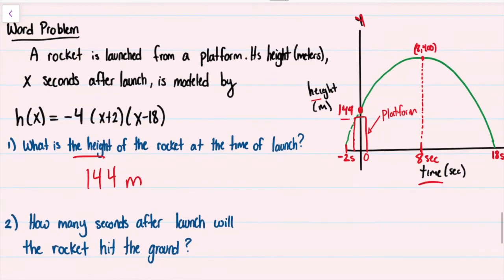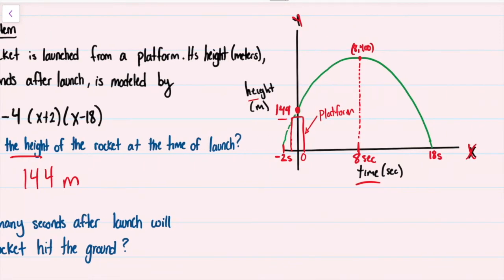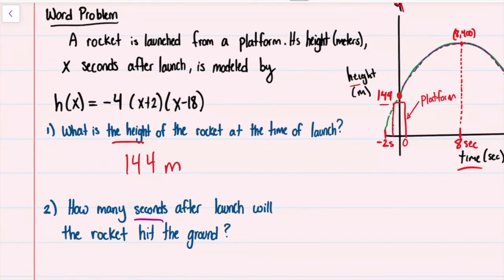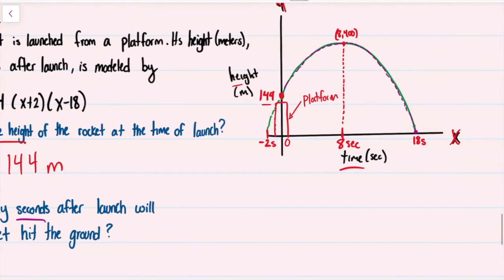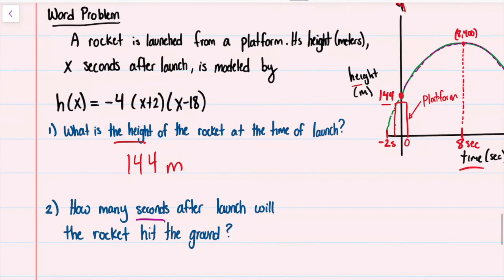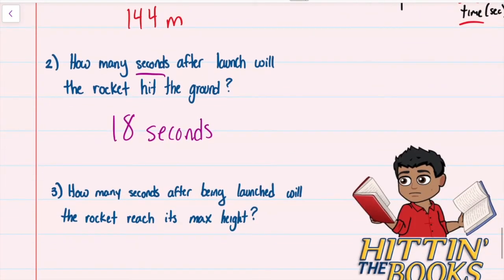Now, how many seconds after launch will the rocket hit the ground? Well, look at the rocket here. It's going to go up, up, up, then gravity is going to pull it down, down, down. And when is it going to be hitting the floor? When the height is 0, isn't it? So we're not asking about the height, though. We're asking how many seconds will it take? Well, to hit the floor, it's going to be 18 seconds. And let's go to question number 3.